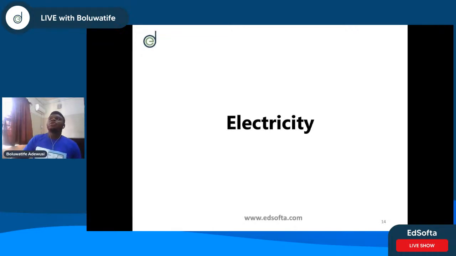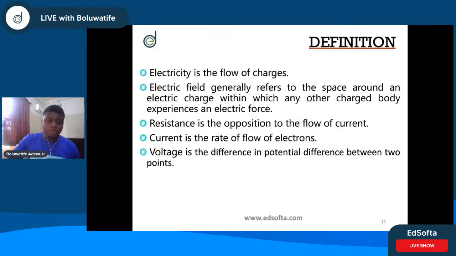Current electricity is actually what powers most of what we have. There are different types: you have the alternating current and you have the direct current. Current electricity is the main thing that we are used to.